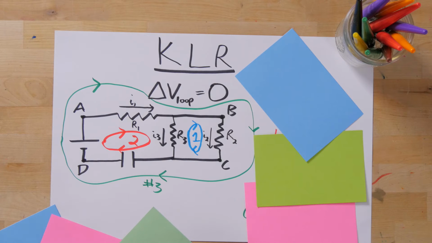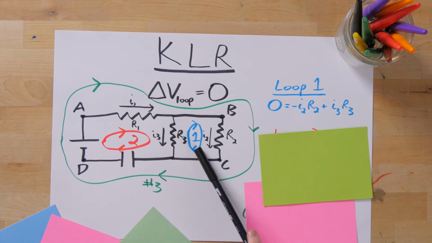Now, in order to use this information, we'll need to define some loops. Looking at this circuit diagram, I can see three possible loops. A first one here, a second one here, and a third one all the way around. Because I'm interested in potential around these loops, I want to keep in mind my equations for potential relating to resistors and capacitors. Let's look at loop 1.